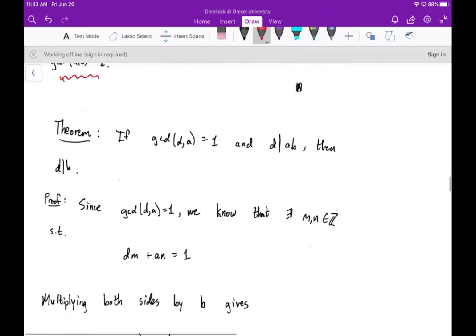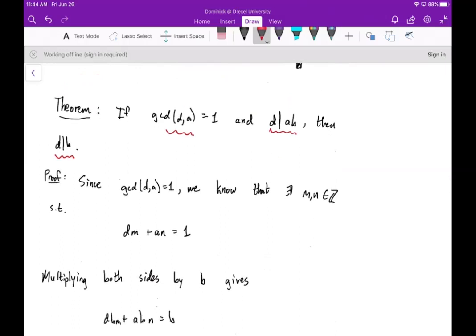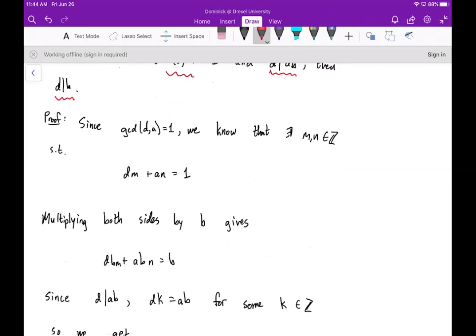Okay, now the next theorem that we'll need is that if the GCD of two numbers d and a is 1, and we know that d divides a times b, then d has to divide b, right? Or in other words, if d and a are relatively prime and d divides the product ab, then we know that d has to divide b. So the proof works like this.